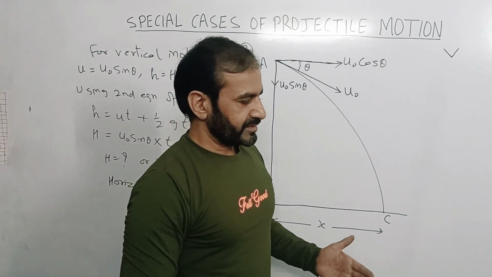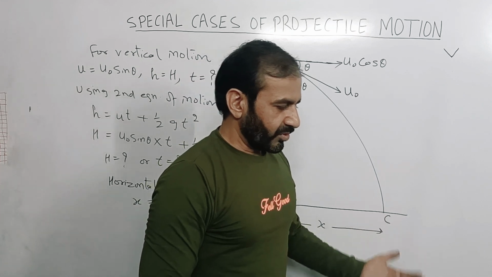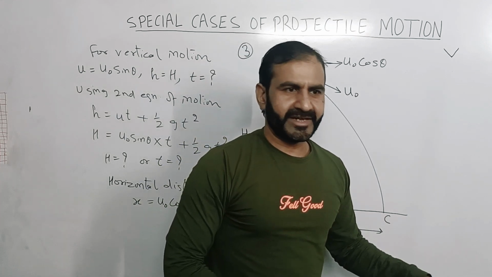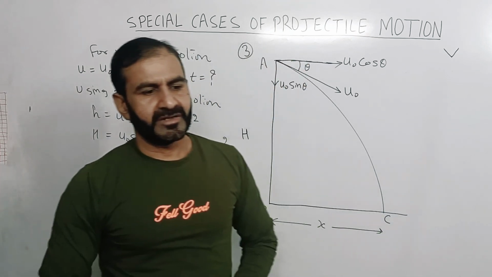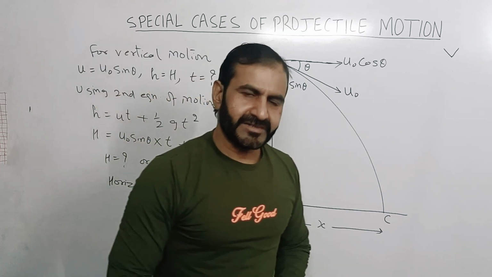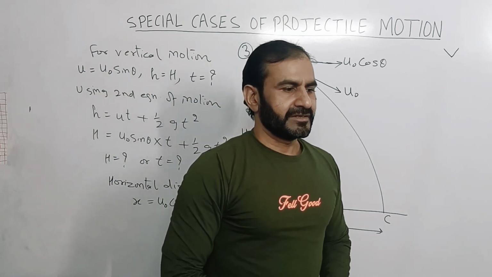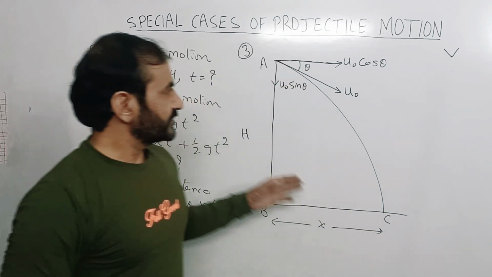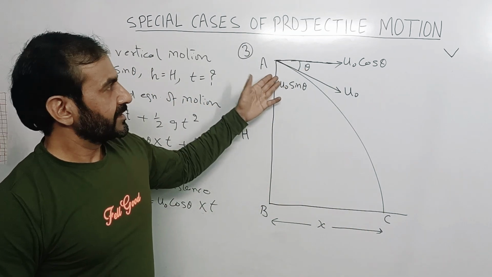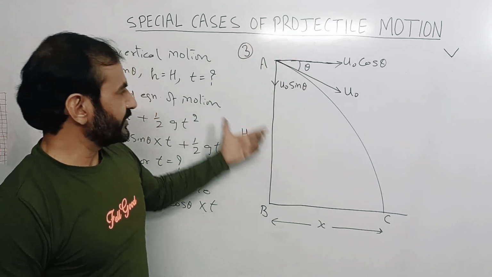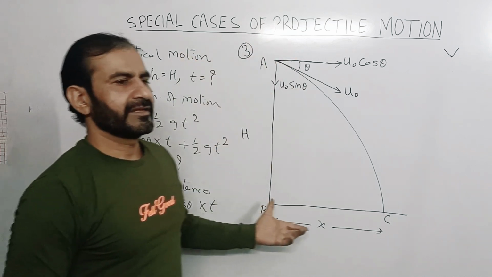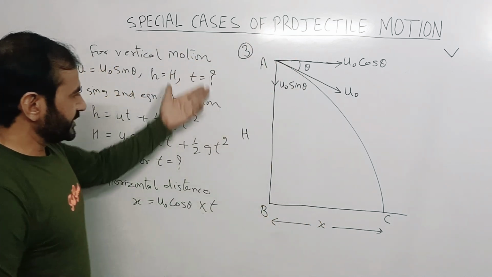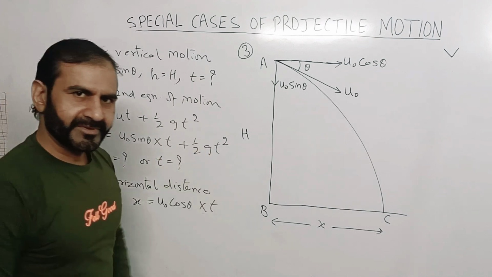If body is thrown with an angle with horizontal from the ground, then the direct formula for vertical height or say time period or say range you can use directly. But if thrown from some height, that is these three cases, you have to proceed this way. Just fill in the blank and you can solve the problems.